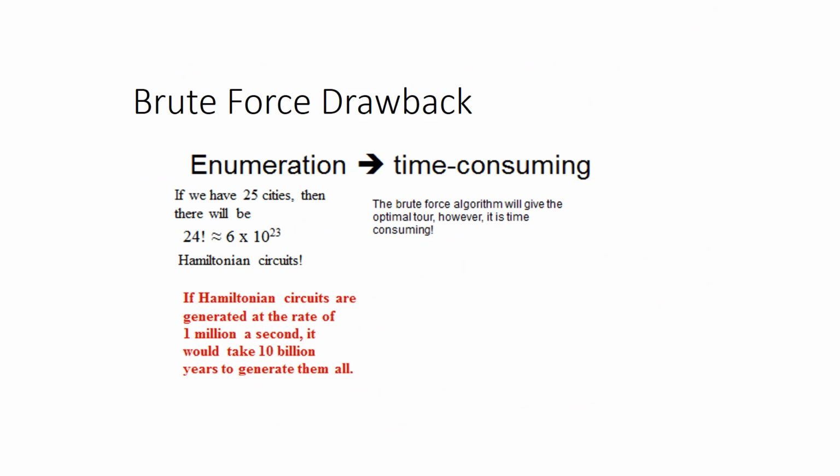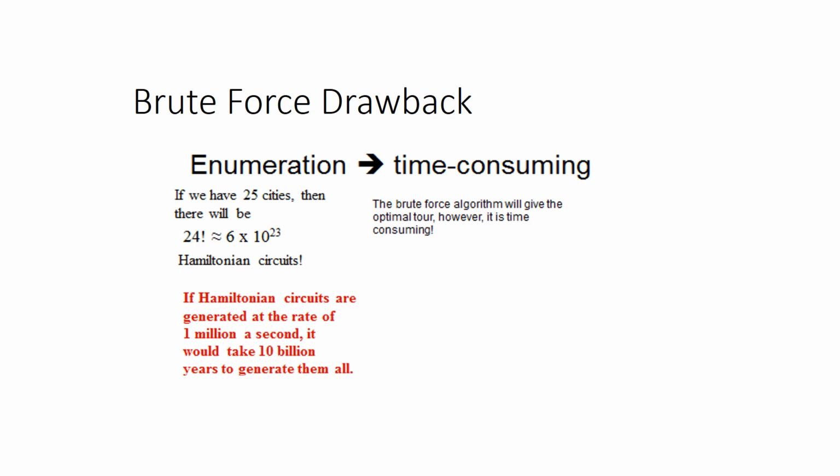So here we talk about the brute force drawback. It is very time consuming. If we have 25 cities, then there will be 24 factorial. If you put that in your calculator, it will actually put it in scientific notation, because 24 times 23 times 22 is so big. It's 6 times 10 to the 23rd, right? Which is then 23 zeros, right? That's a large number.